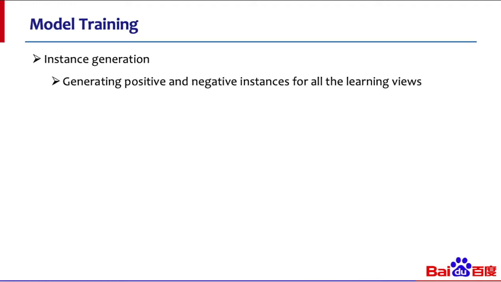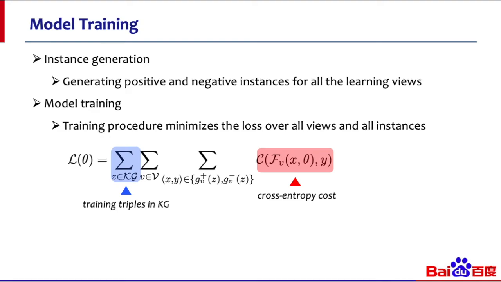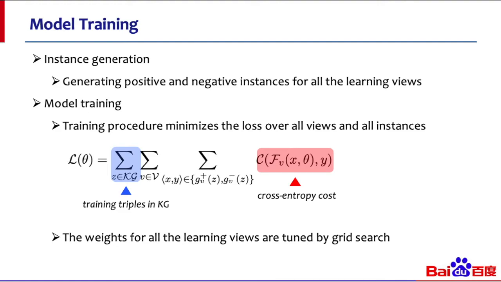To train the multiview model, we first extract classification instances for each learning view. For training, both positive and negative instances are necessary. The training procedure minimizes the loss over all learning views and all instances. The first sum operation enumerates the training triples. The second sum operation enumerates the 4 learning views. The third sum operation enumerates the positive and negative instances. Finally, for multiview integration, the weights for all the 4 learning views are tuned on the development set.